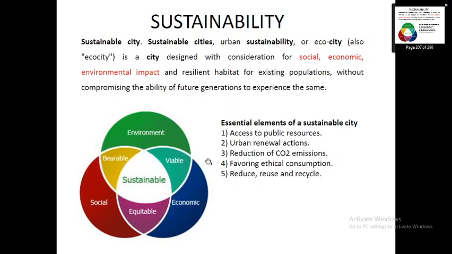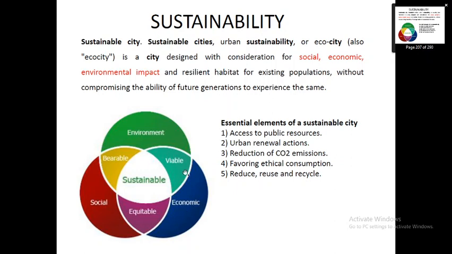Sustainability can be achieved by eco cities, considering social, economic, and environmental impact. So access to public resources, urban renewal actions, reduction of CO2 emissions, favoring ethical consumption, reduce, reuse, and recycle. These are the elements of a sustainable city or eco cities.